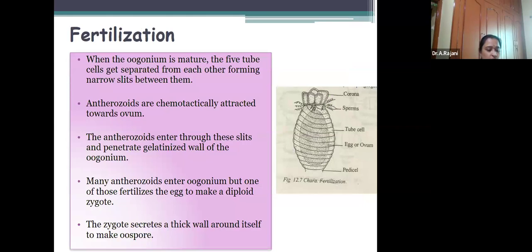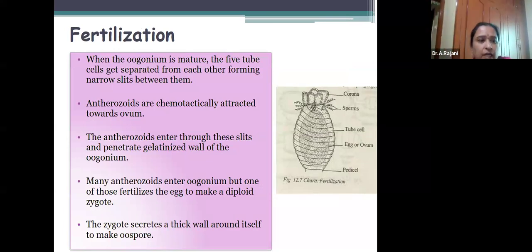This is the formation of the oogonium. How does fertilization occur in this one? When the oogonium is mature, the five tube cells get separated from each other, forming a narrow slit between them. The antherozoids are chemotactically attracted to the ovum. These antherozoids enter through this slit and penetrate the gelatinous wall of the oogonium. Many antherozoids enter the oogonium, but only one fertilizes the egg to form the diploid zygote.